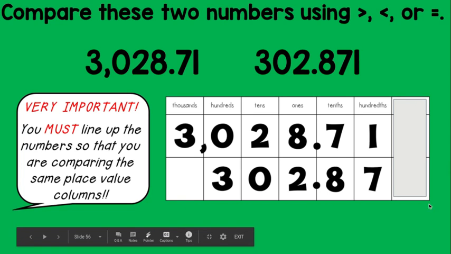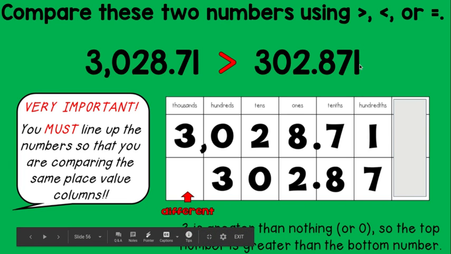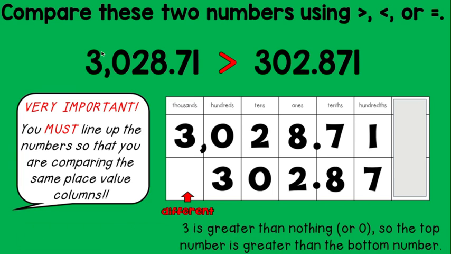So can we tell which one is larger? Definitely. The 3 is greater than nothing, or 0, so the top number is greater than the bottom number, which means 3,028 and 71 hundredths is greater than 302 and 871 thousandths. Even if I had taken this one off and had 87 hundredths, it still would have been greater because this has 1,000 and this one doesn't have any thousands.